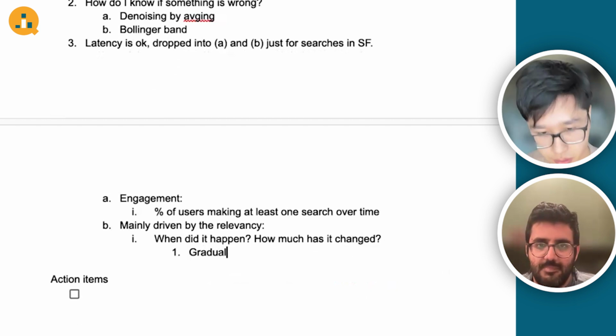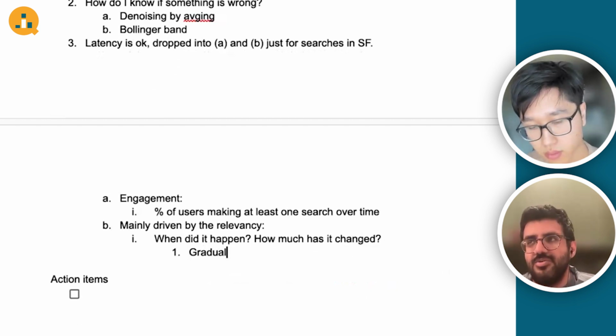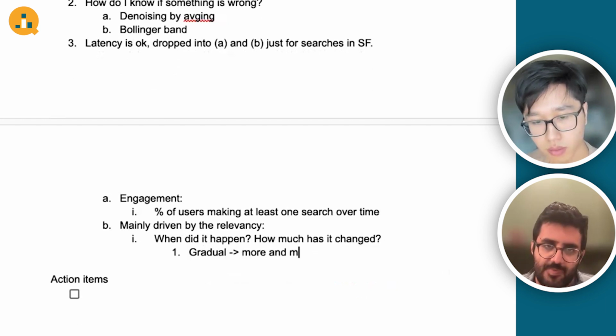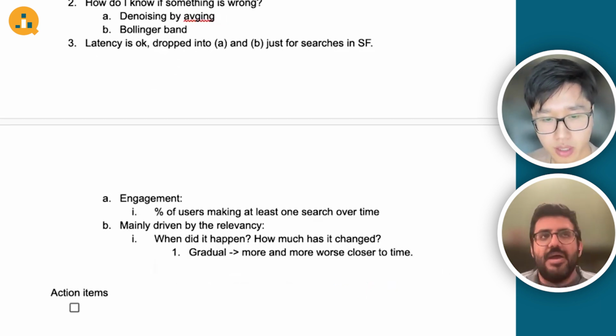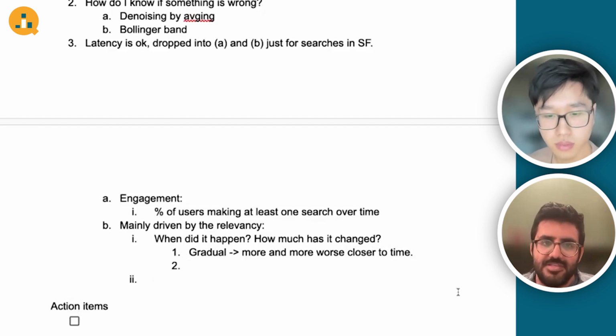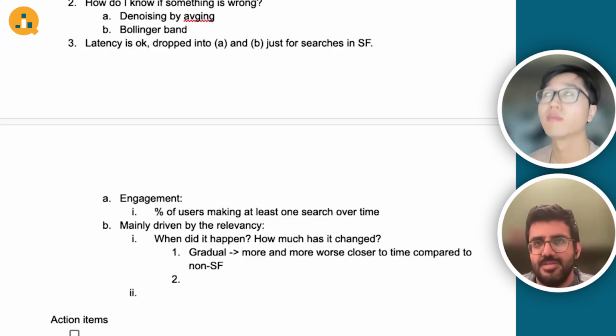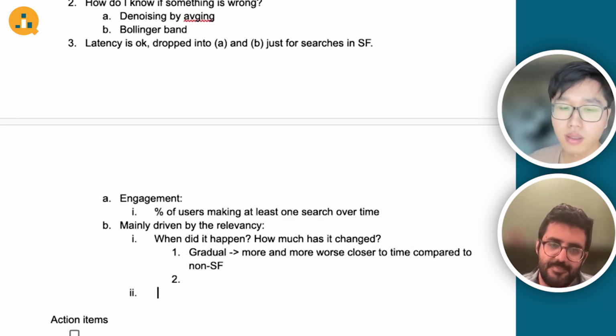Okay, gradual. But I guess it seems to be with a greater increase closer to time. So it's gradual, but the difference is becoming worse and worse closer to time. By worse, I just mean compared to non-SF traffic, because one of your dimensions is SF versus non-SF. So let's just say the SF click-through rate compared to non-SF is progressively getting worse and worse. Okay, got it. Interesting.